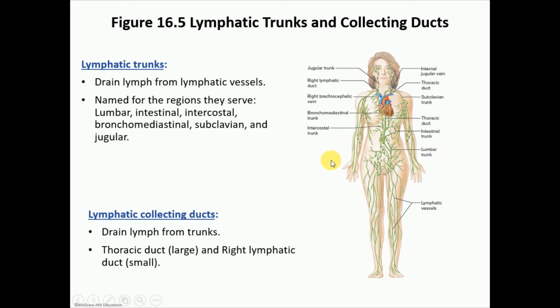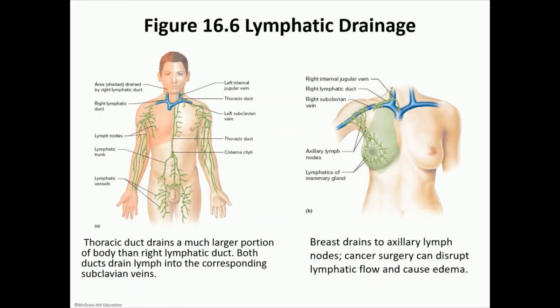So we can see that better in this image right here, where you have the thoracic duct on the left side, and that will gather lymph from the left side of the head and neck, the left side of the chest, left upper limb, and the whole rest of the body, while the right lymphatic duct collects lymph from the right side of the head and neck, right side of the chest, and the right upper limb.